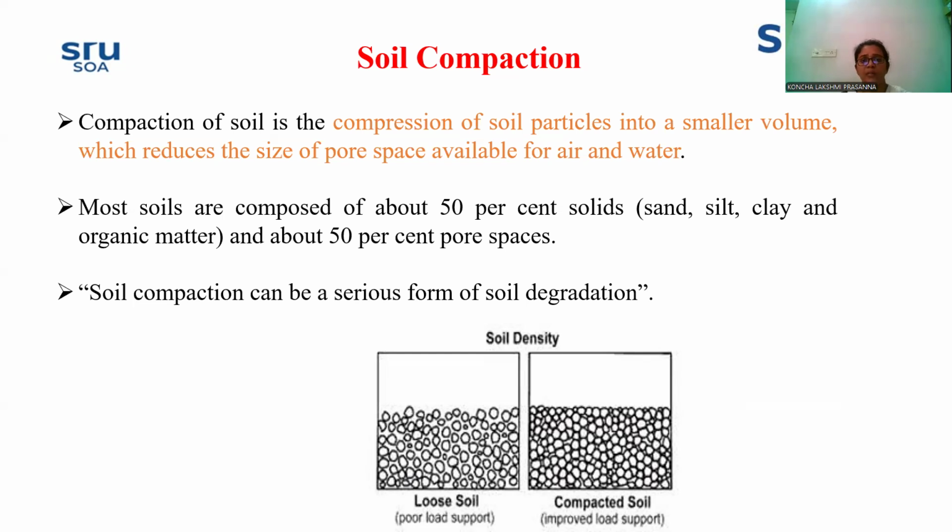Most soil is composed of 50% solid space and 50% pore spaces. The 50% solid space contains sand, silt, clay, and organic matter. The 50% pore spaces contain 25% soil air and 25% soil water. Soil compaction can be a serious form of soil degradation.